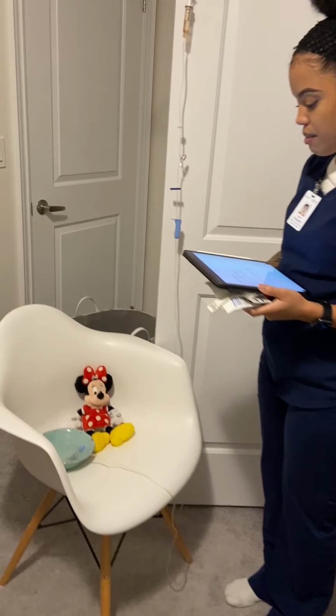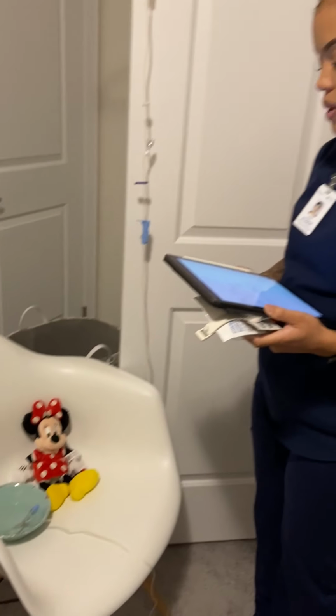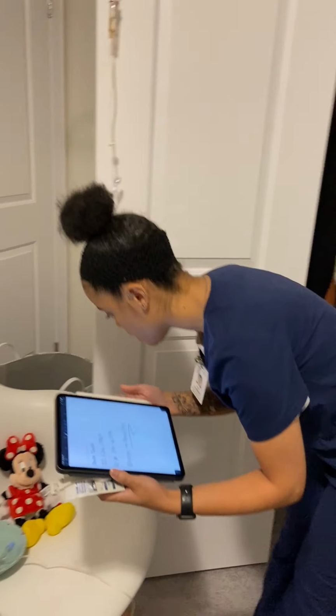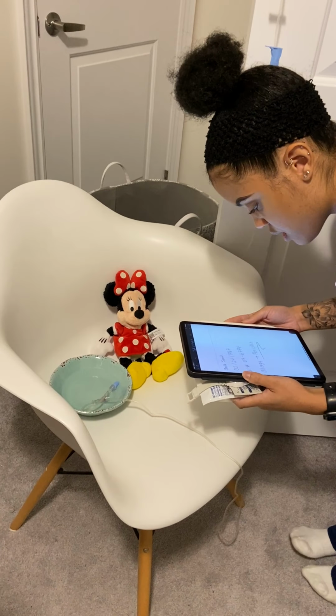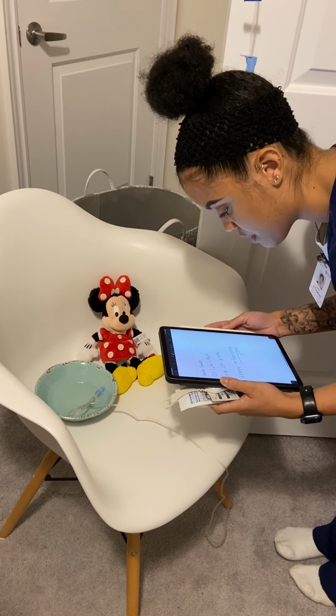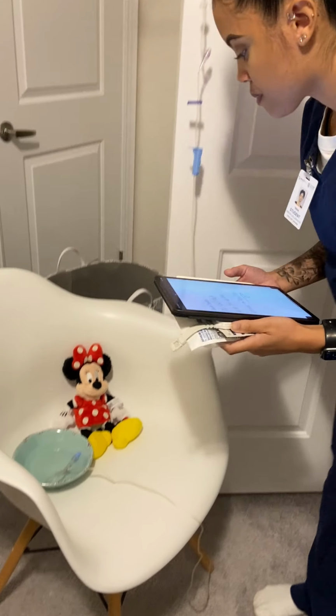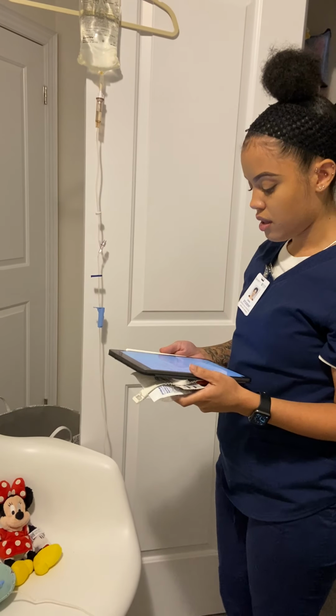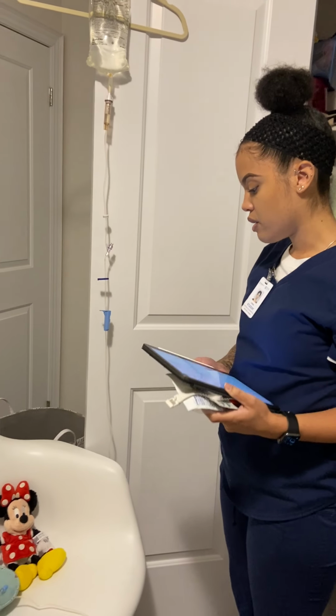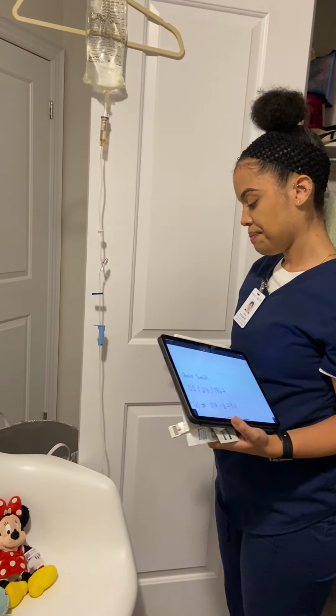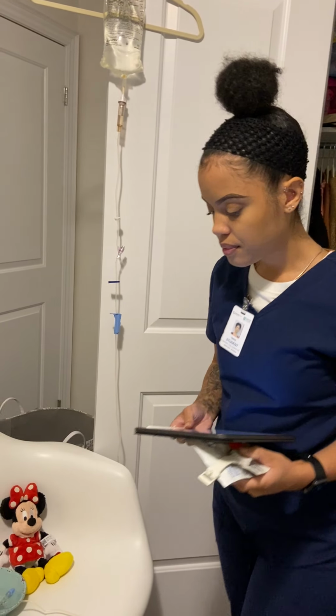So I'm going to check her name. Can you give me your name and your date of birth? Okay. And then I'm going to check her unique identifier, 0707679494. And then I see that you're allergic to penicillin. Are there any other allergies that I may not know of? Okay, thank you.